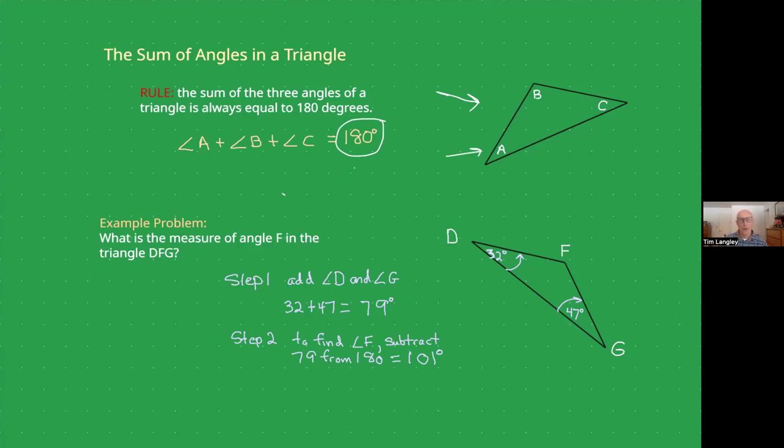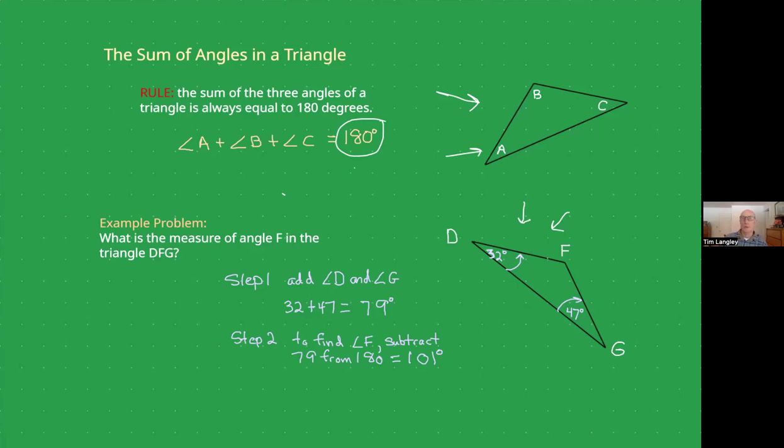You will see some example problems in your homework, like this one at the bottom here. What is the measure of angle F in the triangle DFG? Let's look at this triangle that I'm pointing at. You've got angle D, angle F, and G, and they're asking for this angle right here. I'm going to put a question mark right here.